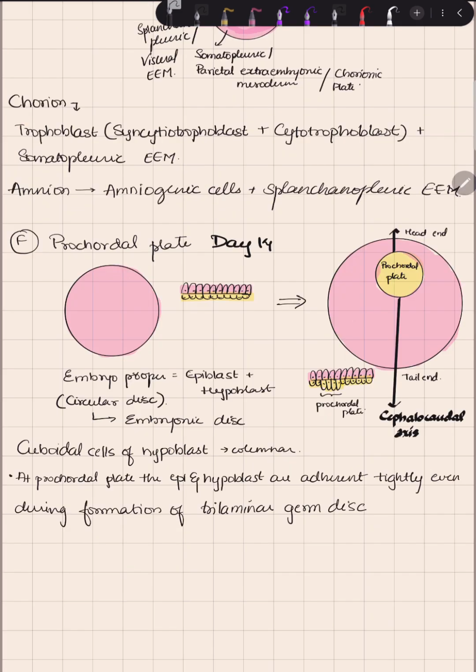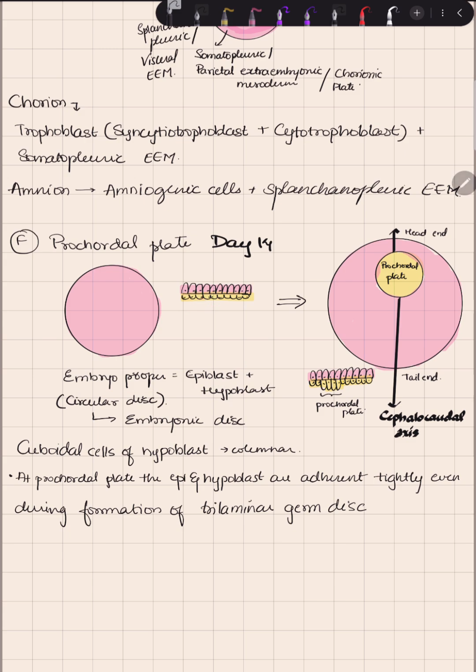Coming to the formation of the procaudal plate. Before, what we saw was the embryo proper. It was actually circular in structure, so it is called the embryonic disc. This embryo proper consisted of the epiblast and the hypoblast cells. They were arranged like this, above and below, epiblast and hypoblast, circular in nature, forming the embryonic disc.